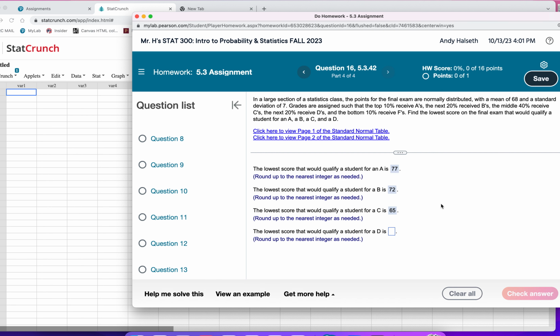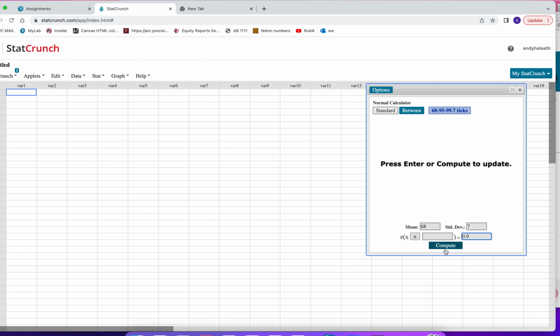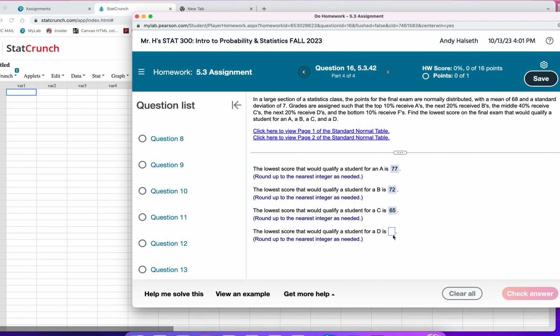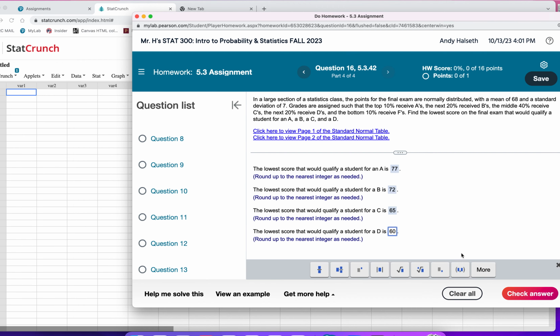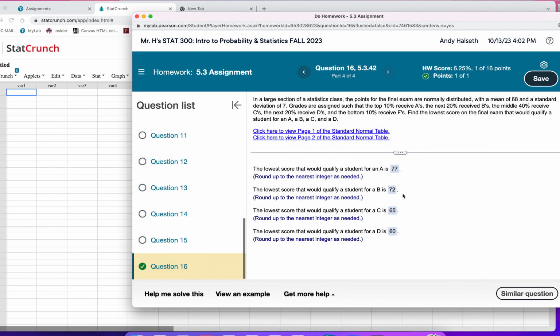And then the final one is a D. The next 20 receive D. So if I keep on going, the last one was 70, add 20, so 90 now. So I'm still going with greater than 90 and compute. I get 59.02, round that up, that's going to be 60. And then check the answer, and that's it. And then we've completed the problem.